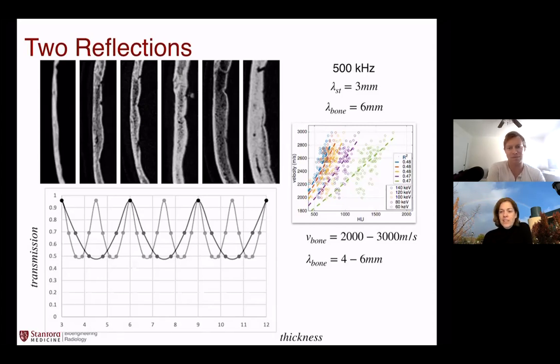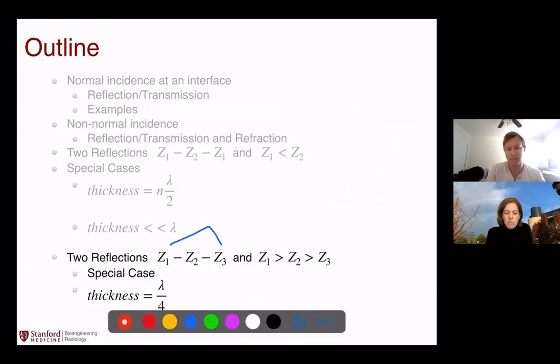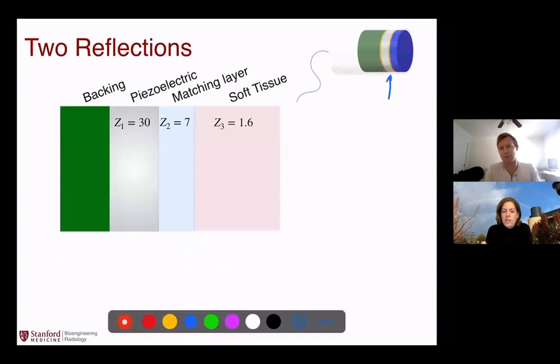We're talking about reflections, and I have one more special case to talk about. In this situation, we no longer have the acoustic impedances at the beginning and the end being the same; they're all going to be very different. In this special case, what we're really going to be talking about is the transducer. This is a very simple picture of a transducer, where right here is the piezoelectric crystal, and then there are electrodes on the other side. We'll get into this more in the hardware lecture.